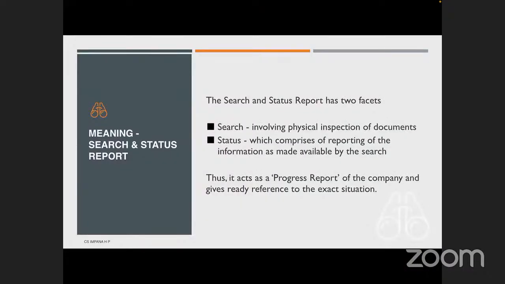As I told you, a search and status report has two facets or two segments to it. One is the search, as the name itself says, which involves the physical inspection of documents, whereas the second segment of this report is the reporting of the information which was made available by way of search, right?